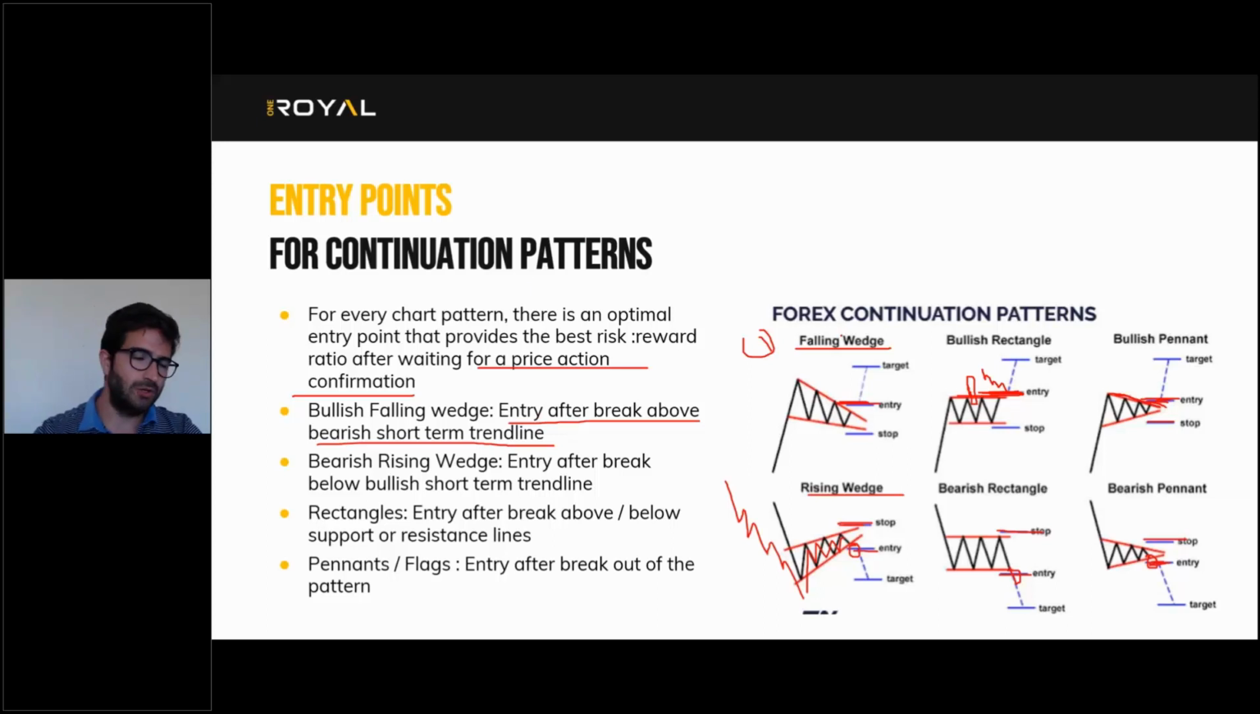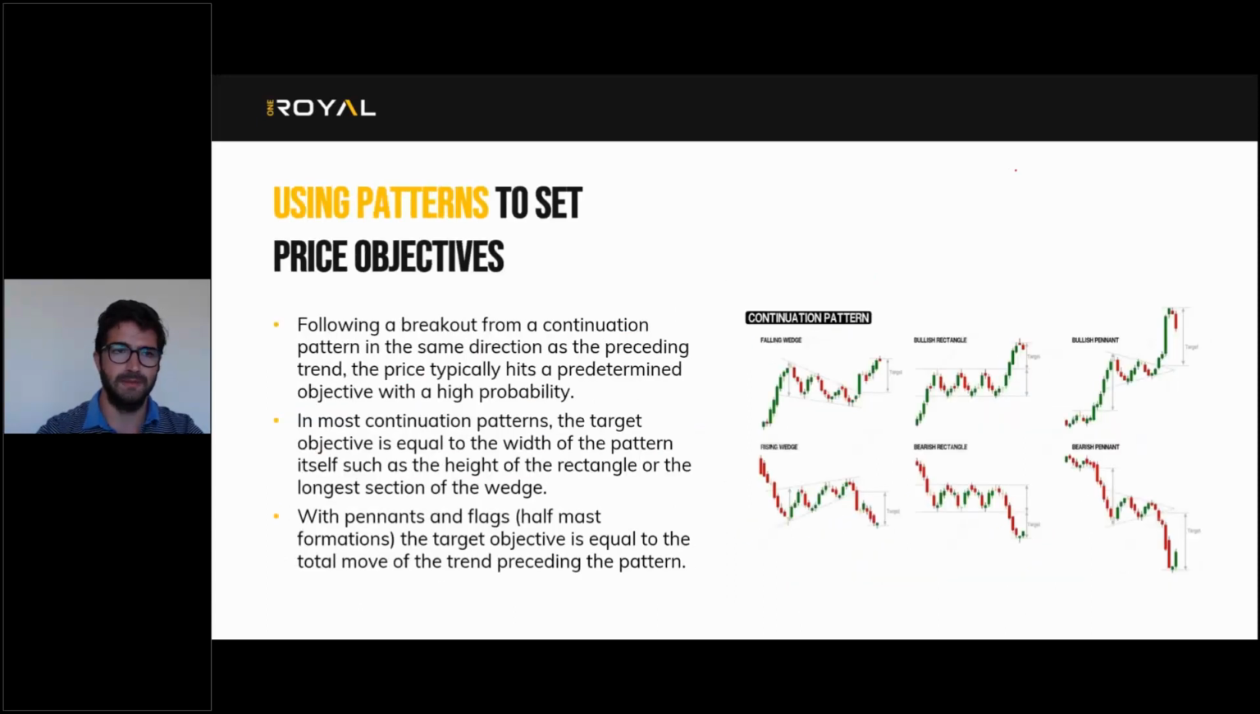Now we have seen where you put the entry, where you put your stop loss. It's time to see how you plot your target profit. An easy way to set the target profit here is based on the length of, let's say, the highest wave of this falling wedge. So let me read it for you.